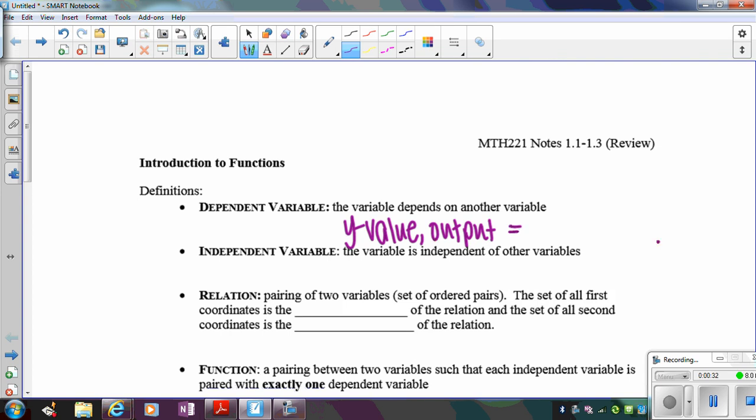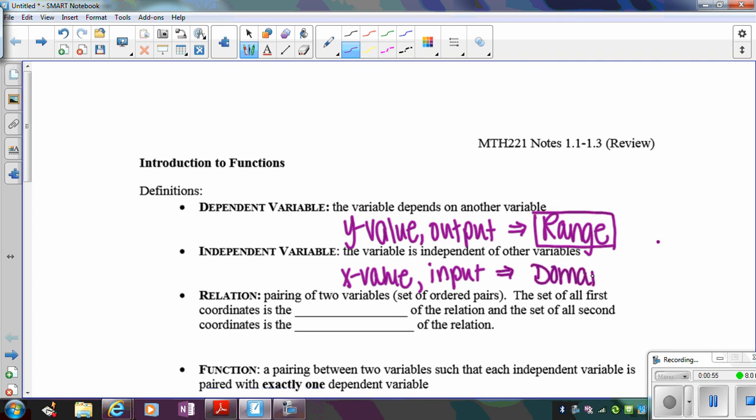This is also considered the range. So everything you get out, that's going to be your range. And then the independent variable, this is your x. This is independent of the other variables, and it's what you put into a function. So it's the input. And for this, the set of these input values is going to be considered the domain of the function. So it's all the inputs versus the range is all the outputs.